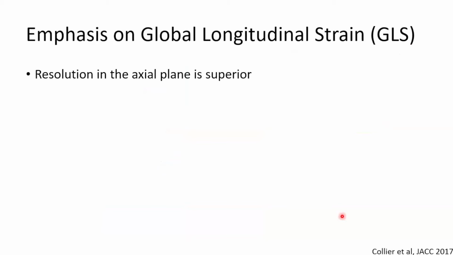So why do we tend to emphasize global longitudinal strain and not the other strain patterns that I described, circumferential or radial? There's a couple of echo imaging practicalities that improve the quality of longitudinal strain rather than circumferential or radial strain. First of all, when you look at movement in the axial plane, so movement longitudinally of points that are moving longitudinal to each other, this actually has superior resolution than looking at points that are occurring lateral to each other.